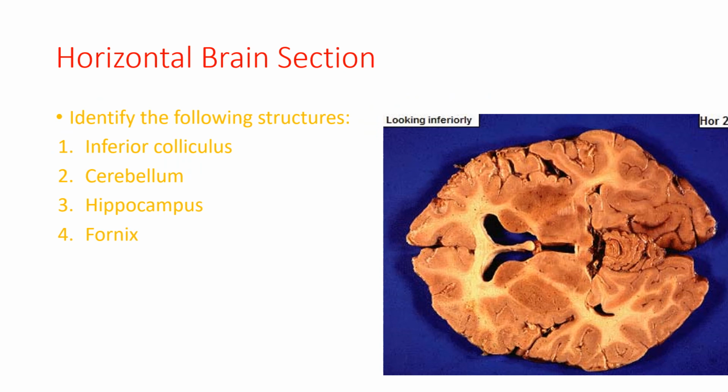This is a list of the new structures that we see on this image. I didn't relist all of the structures. Probably the easiest way to study this is to look at as many images as you possibly can, and there are tons of them on the web. I mean, just Google horizontal brain sections and you'll see tons of them. And the more that you practice, the better you will get at identifying these structures.